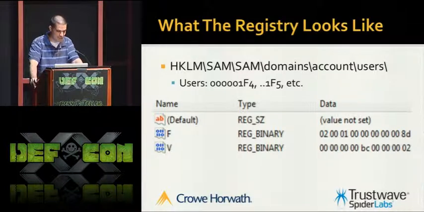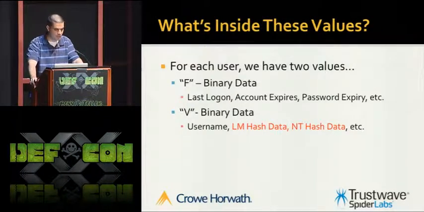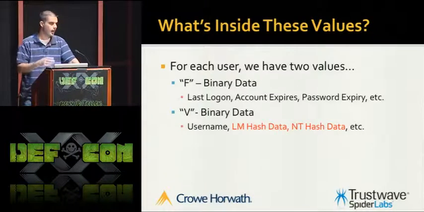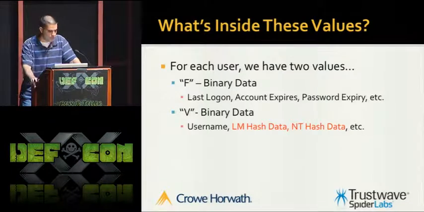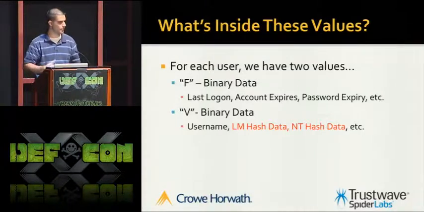So the users' accounts are like 000, 1F4, 1F5, etc. But it turned out they each had a key, an F key and a V key. And we're like, all right, well, what does that mean? I don't even know. Turns out the F key handles a lot of the policy information. So does the user's password expire? Do they have any logon hour restrictions? When did they last log on? Stuff like that. The V key, though, handled all of the goodies that we wanted. So the username, and then the LM hash data and NT hash data. So this was the data that I said we want to parse out and pass to the algorithms to get our hashes. So we're like, all right, cool.